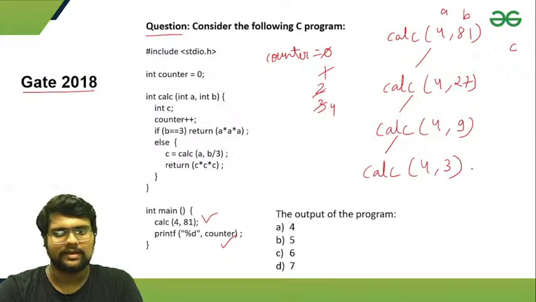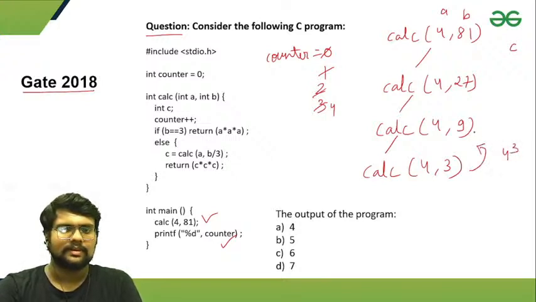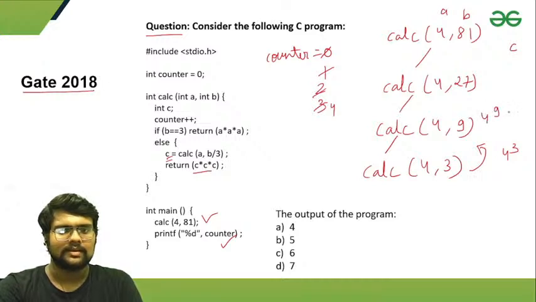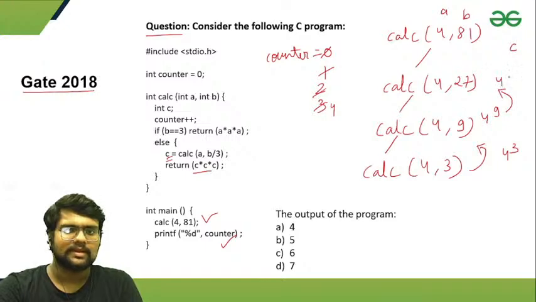Okay. So it will return 4 to the power 3. And when 4 to the power 3 is returned here, in the caller we get (4 to the power 3) cubed, so it will be 4 to the power 9. Okay. So it will again return this, and it will be 4 to the power 9 cubed, so it will be 4 to the power 27. Again, when it comes here, it will be 4 to the power 81.